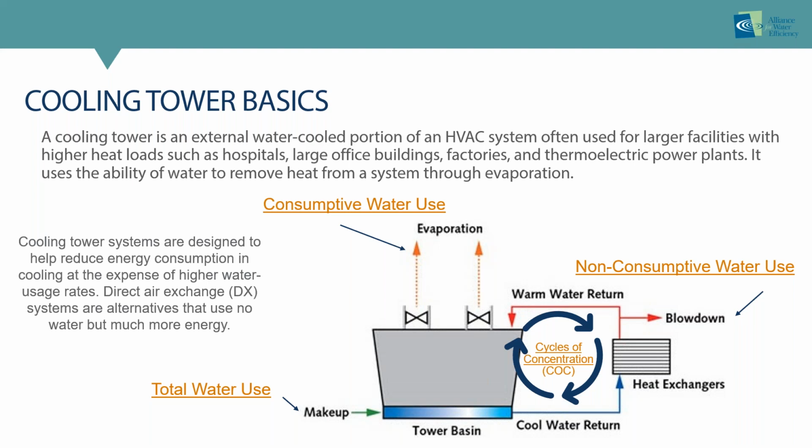The blowdown or the bleed is the water that is removed from the cycle. This water is the water that has a higher concentration of dissolved solids. So as that water is evaporated, more and more solids build up in the water. And so some of that has to be removed and some new cleaner water, the makeup water, is added.